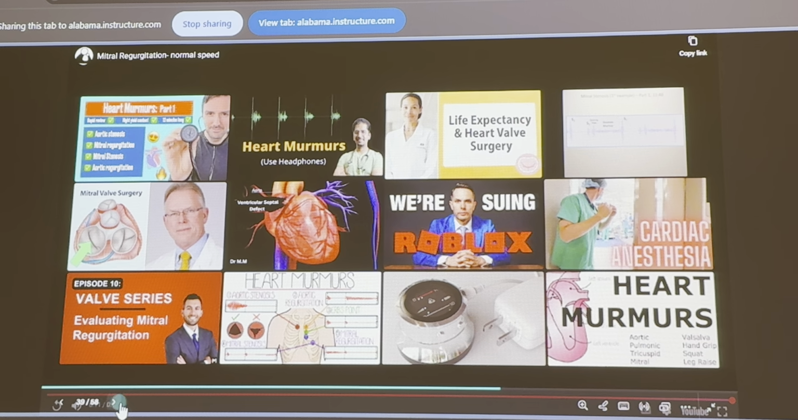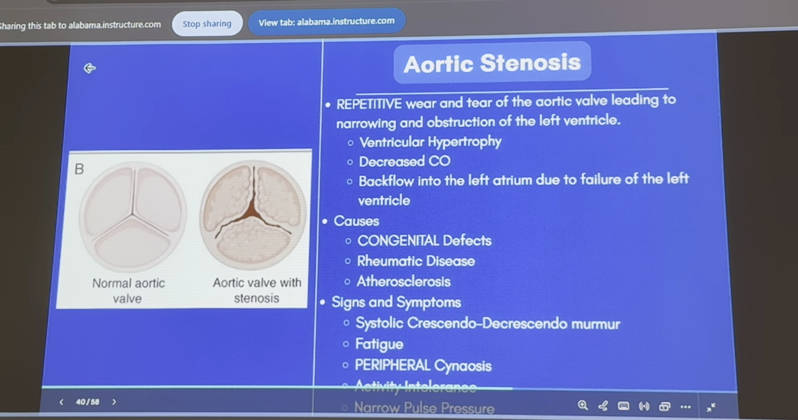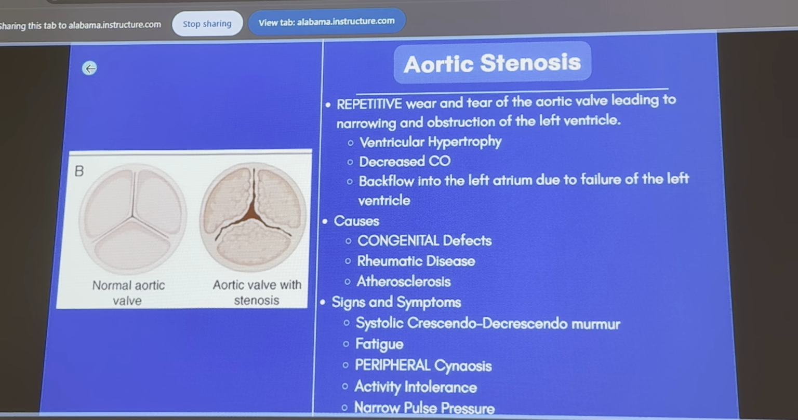Questions about mitral regurgitation? Okay, let's move away from the mitral valve. Let's talk about the aortic valve. Remember, the aortic valve is in between that left ventricle and the aorta, back in there.